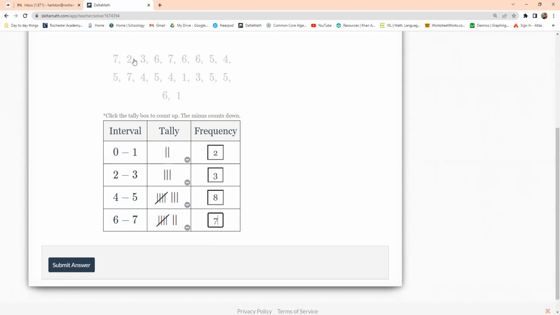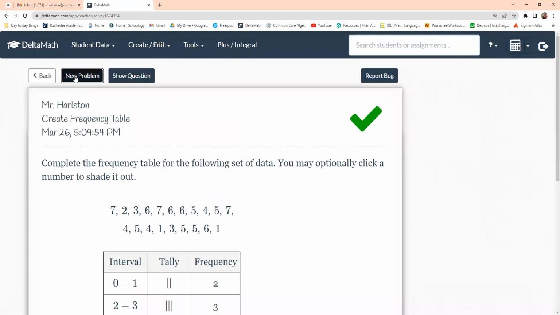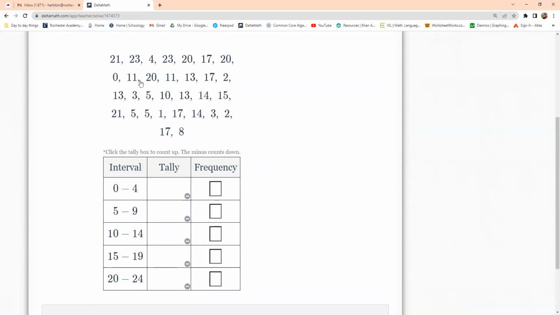I'll do that. 1, 2, 3, 4, 5, 6, 7, 8, 9, 10, 11, 12, 13, 14, 15, 16, 17, 18, 19, 20. So this is 2 plus 3 is 5. 5 plus 8 is 13. 13 plus 7 is 20. So I got the right total. Hopefully they're in the right boxes. That is it. And that's all you're doing.